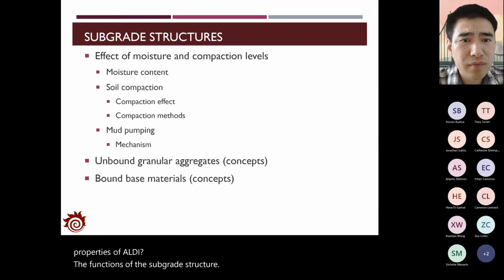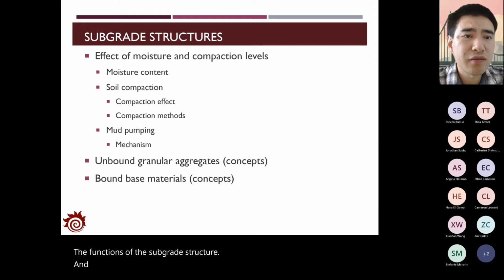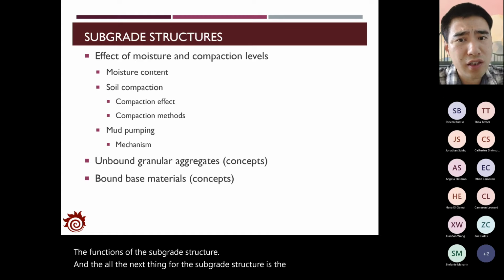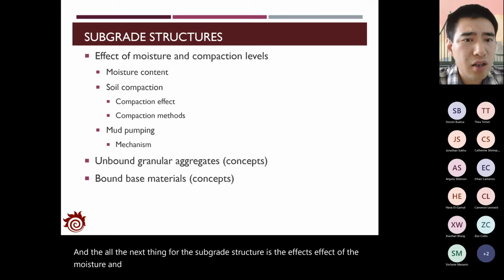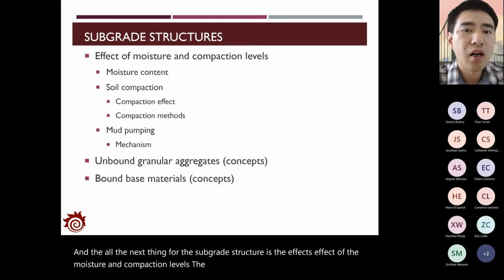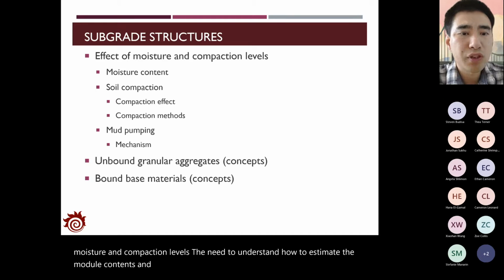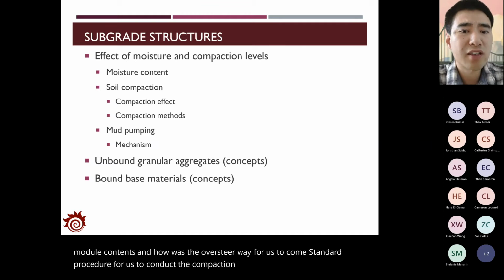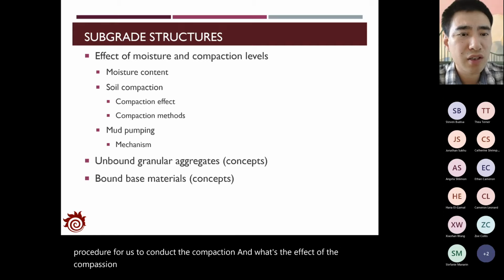And the next thing for the subgrade structure is the effect of the moisture and the compaction levels. You need to understand how to estimate the moisture contents, the standard procedure for us to conduct the compaction, the effect of the compaction on the subgrade structure, and the different methods to conduct the compaction.